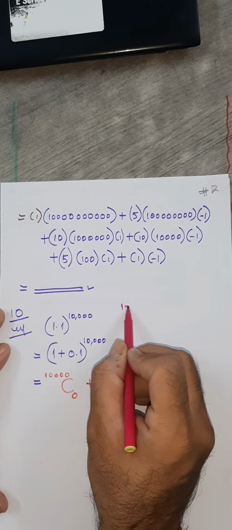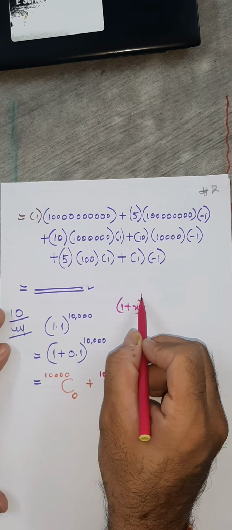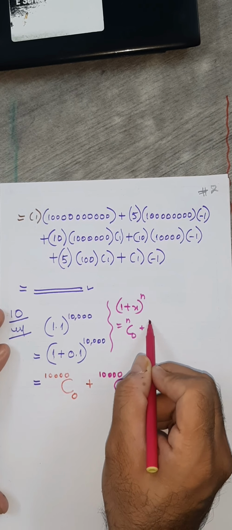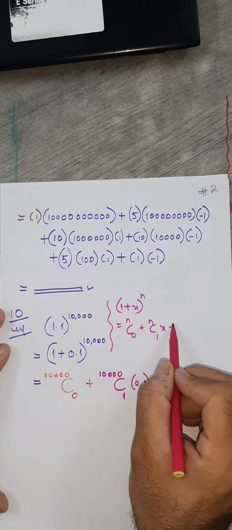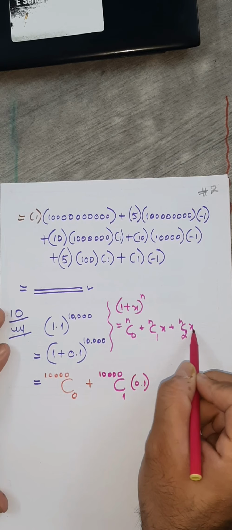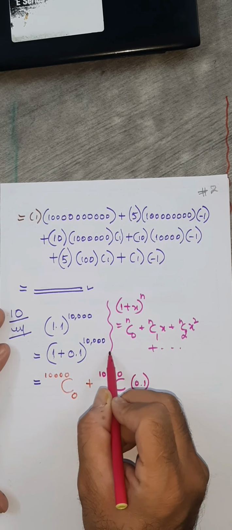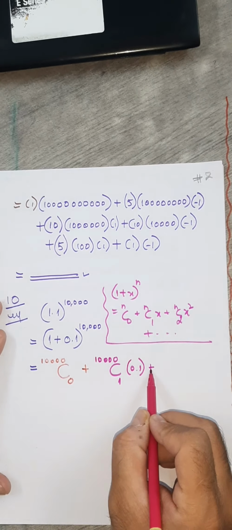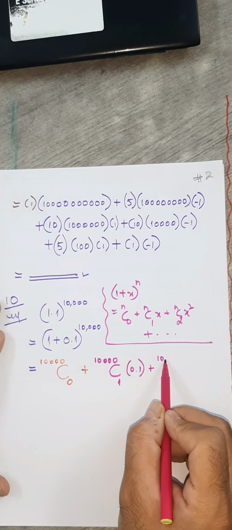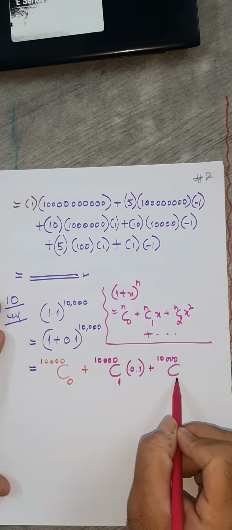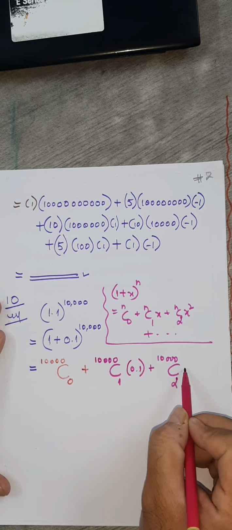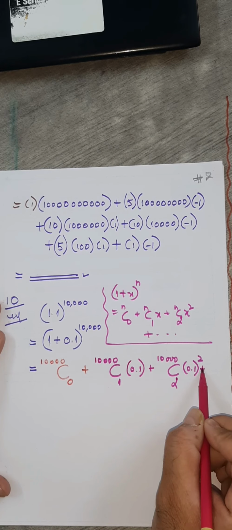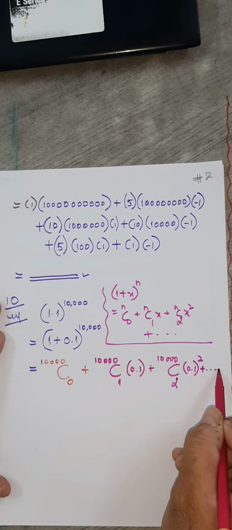You just recall the expansion of 1 plus x raised to n. You immediately will realize it is nC0 plus nC1 into x plus nC2 into x squared if you remember, and so on. I'm just indirectly using this. Plus, if you want one more term, 10,000 C2 into 0.1 the whole square, and so on, dot dot dot.